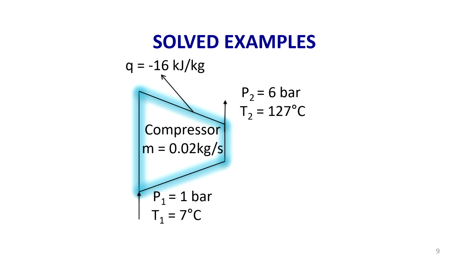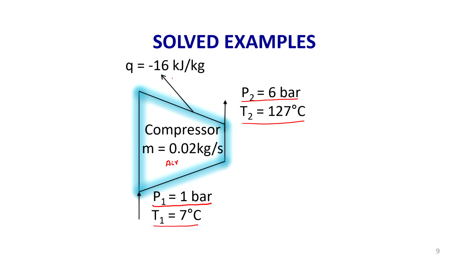So, this is the schematic of this one. The fluid is entering the compressor. The fluid here is the air. So, air compressor. It is entering at 1 bar and 7 degrees centigrade. After the compression, the pressure increases to 6 bar and temperature increases to 127 degrees centigrade.